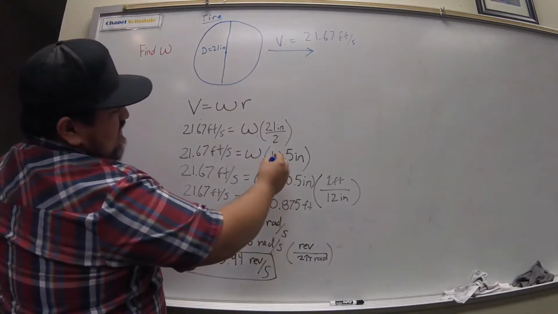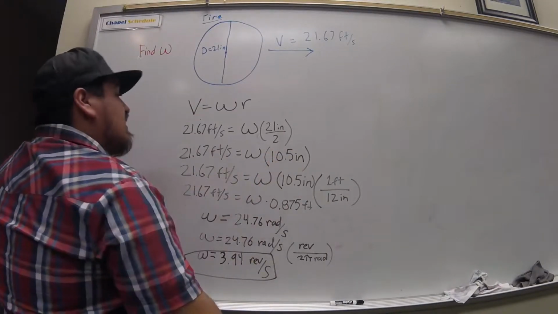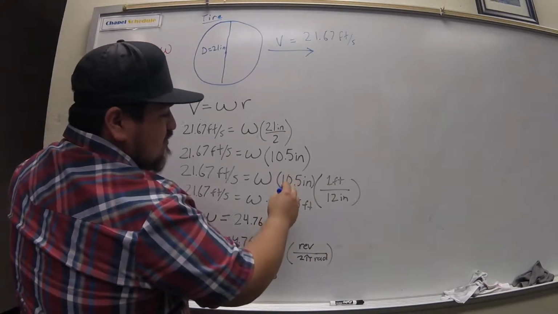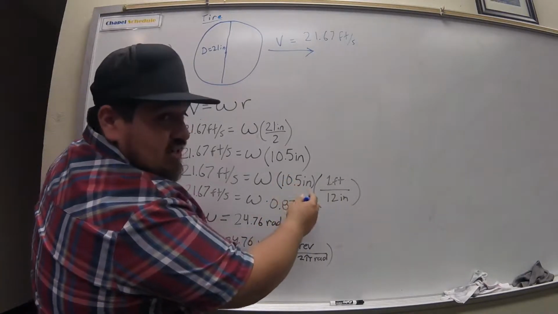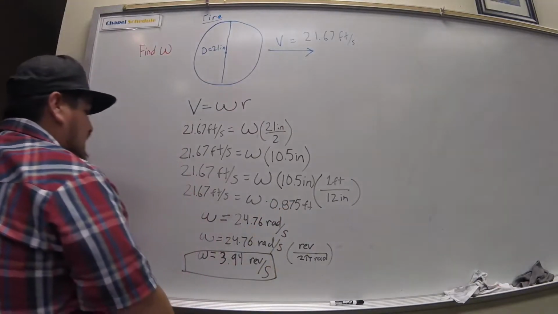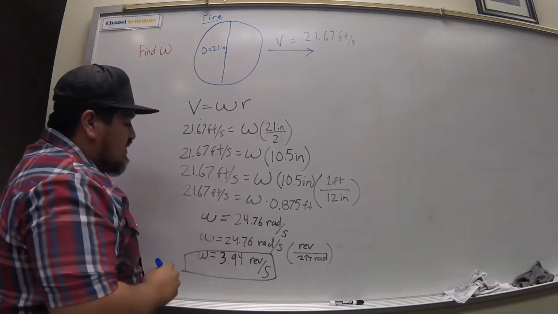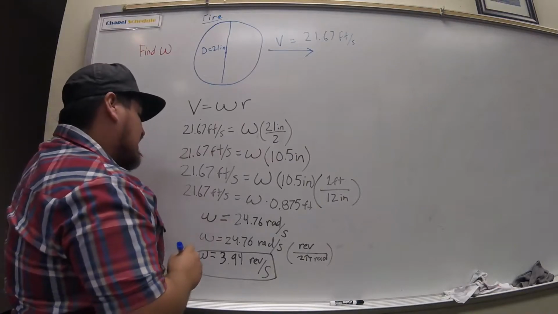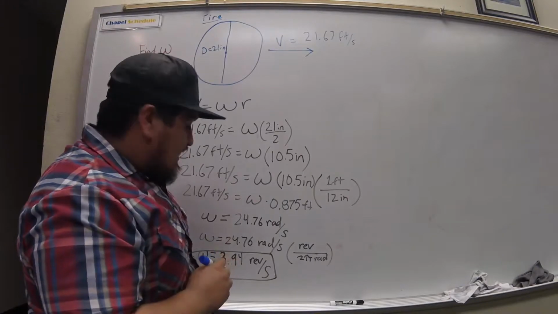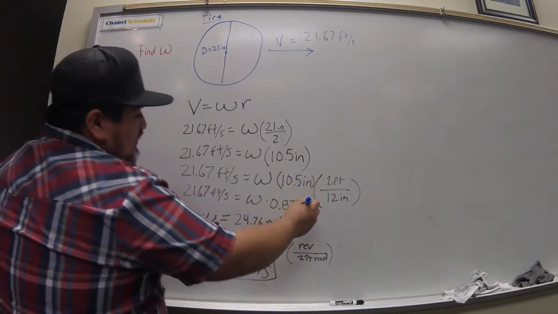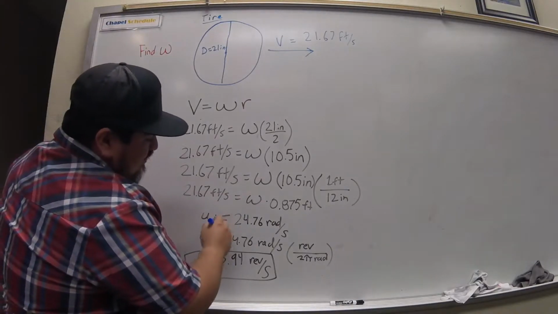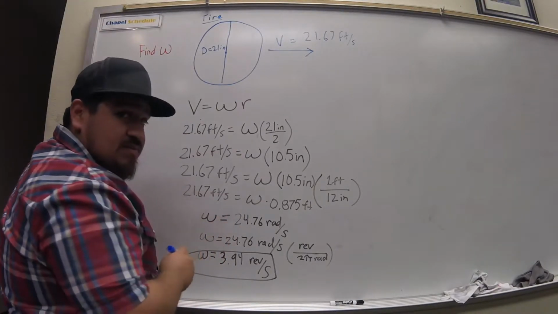So what we're left with is 10.5 inches, but we want this in terms of feet, so we got to convert it again, do the 10.5 inches divided by 12 inches to get 0.875 feet. So now we're left with 21.67 feet per second equals omega times 0.875 feet. Divide the 0.875 feet to both sides, and we're left with omega equaling 24.76 rads per second.